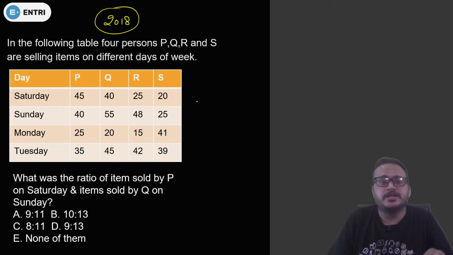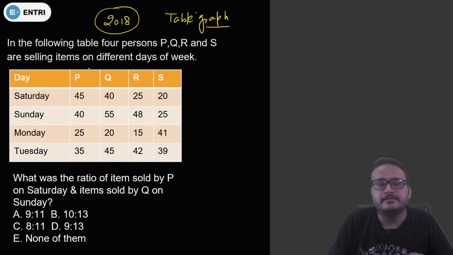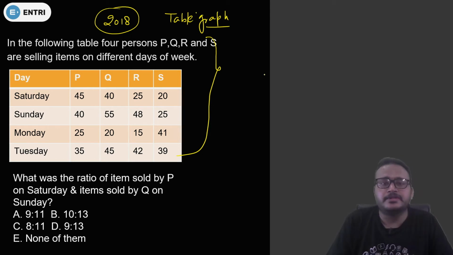The question in front of your screen is of data interpretation, from a table graph. Let's see how we can solve this. The data is given in your table. There are 4 people, P, Q, R and S, and they are selling some items on different days of the week. Based on this data, you will have 5 questions. In the question paper, each type of data interpretation will have 5 questions. So let's see how we can solve the first question.